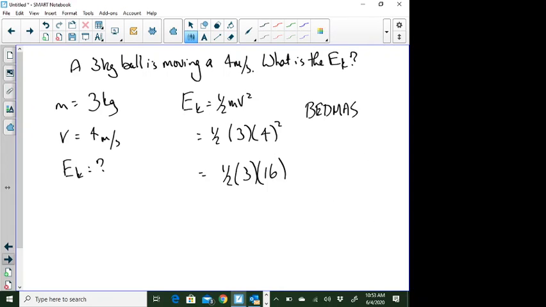So I can go 16 times 3 times 1/2. 24 joules. That would be our kinetic energy. I'm making mistakes sometimes, like I did that on purpose, just to help you see the importance of doing things in a particular order and not to forget that square. And that's an easy thing for students to do, for people to do. You just forget that it's there. You've got all the numbers, multiplication, bing, bang, bang.